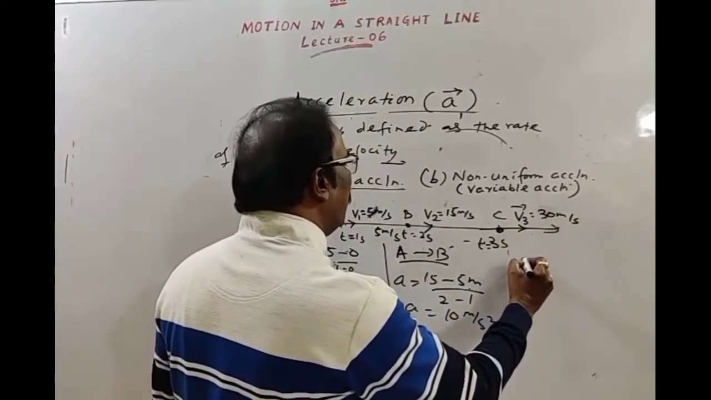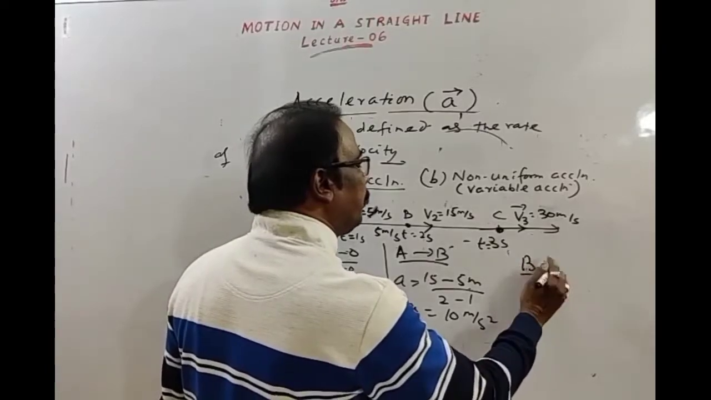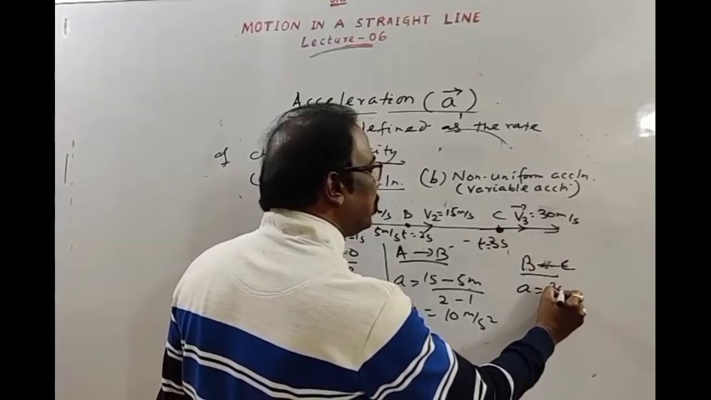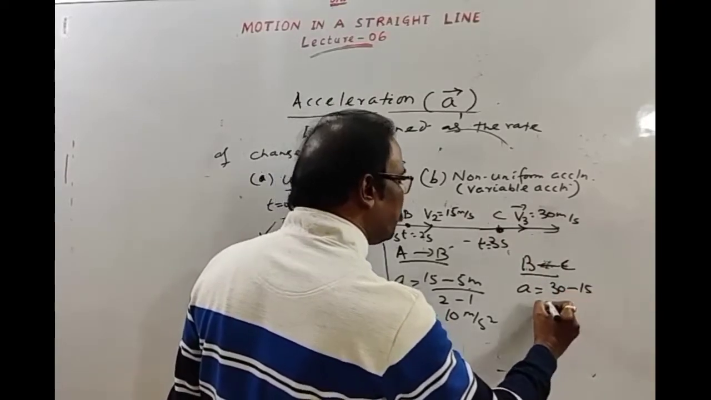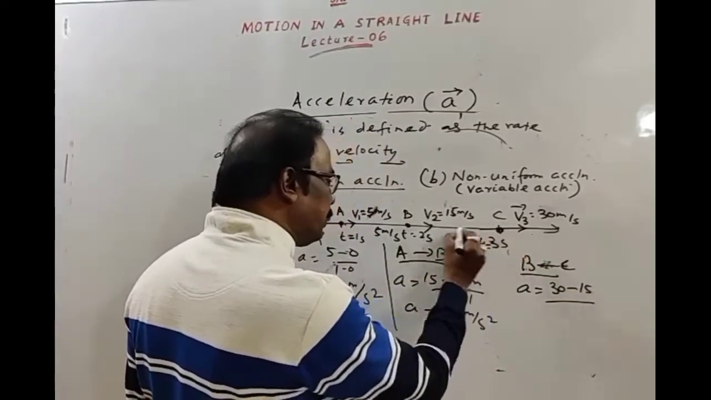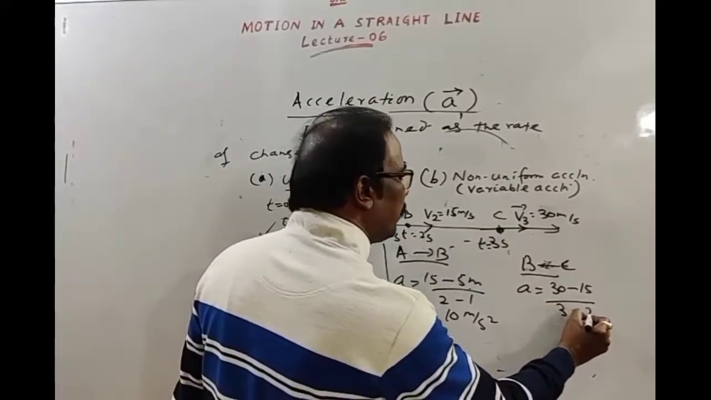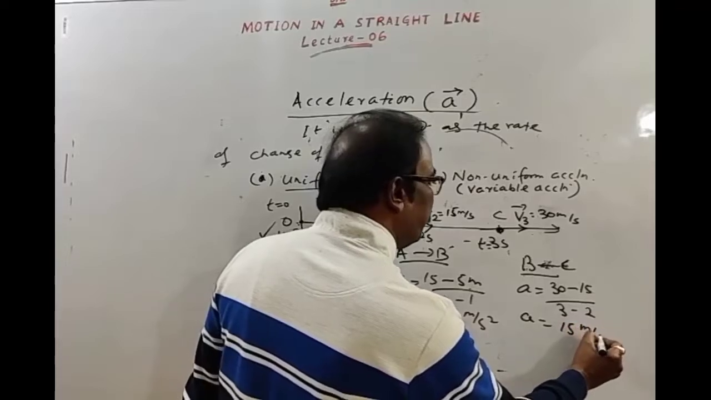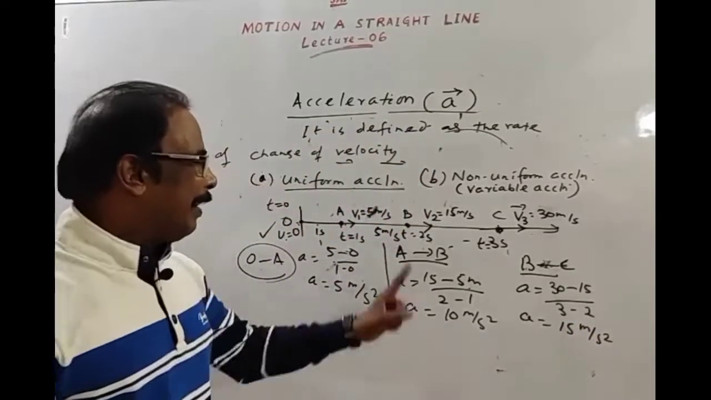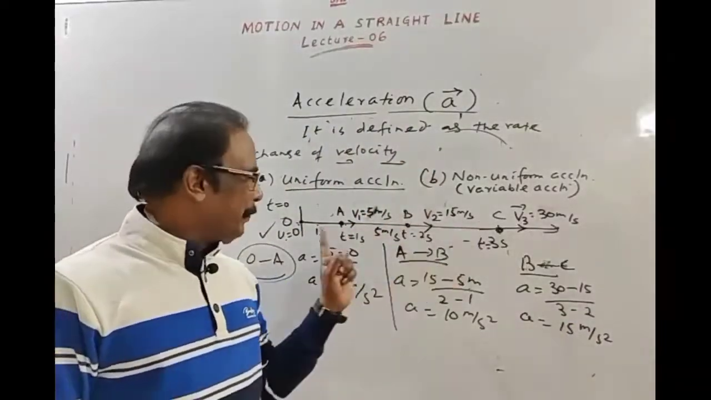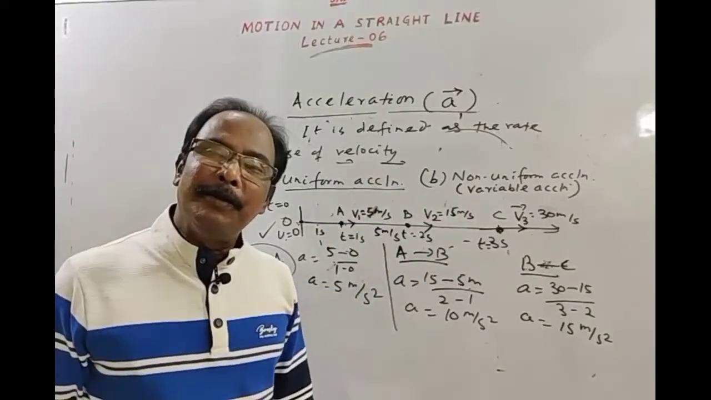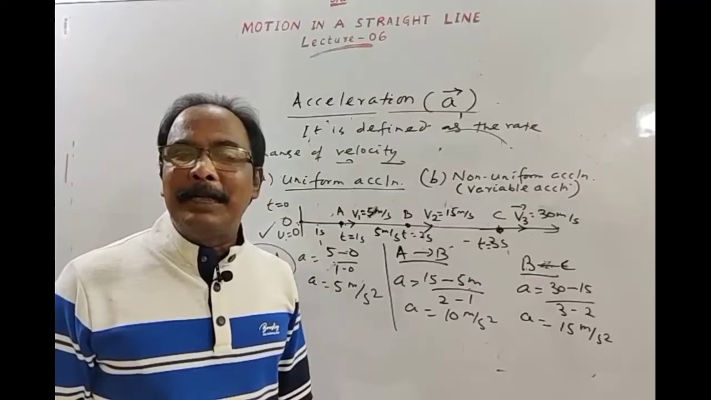Then from B to C, acceleration is the change in velocity, 30 meter per second minus 15 meter per second, divided by the change in time, 3 second minus 2 second. Then here acceleration comes 15 meter per second square. So velocity changes unequally with equal intervals of time, then we may say acceleration is non-uniform or acceleration is variable.